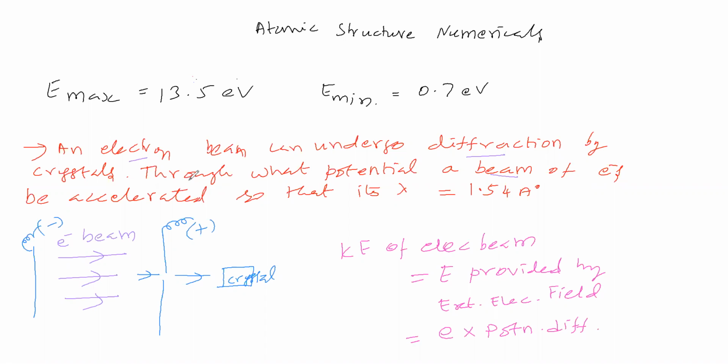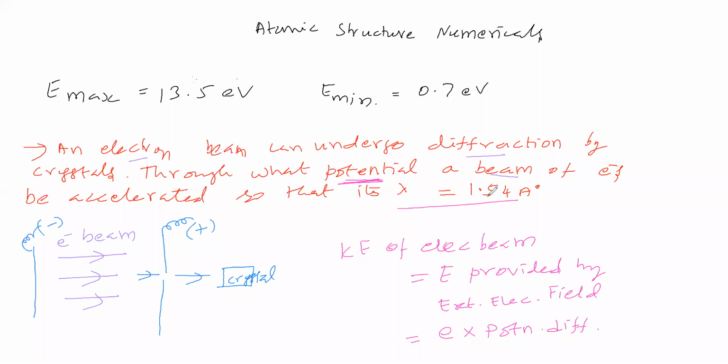So the kinetic energy of the electron beam we will take as half mv square. Charge of electron is e. Potential difference we will take as capital V, and this is small v. So half mv square is equal to eV. Now, what is the question they are asking? Through what potential? Potential they are asking: through what potential a beam of electrons be accelerated so that its wavelength is 1.54 angstrom.